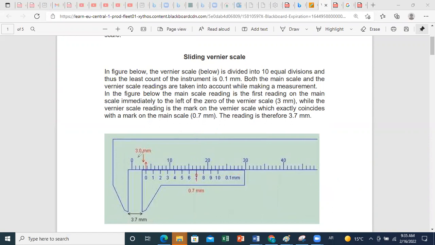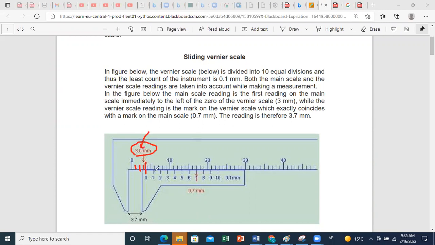If you want to read here on the main scale, you look at your 0. The zero of your vernier scale is just at this level. So you count your divisions: 1, 2, 3. So I am reading 3 millimeter from the main scale, and I will read from the vernier scale what is the number after the decimal. So it's 3 point what.